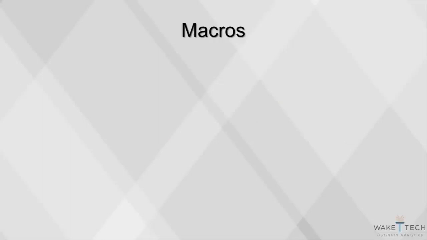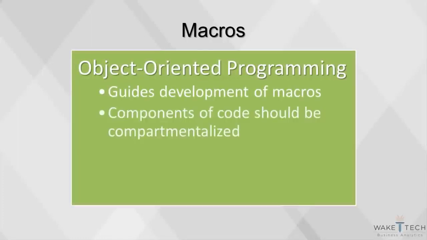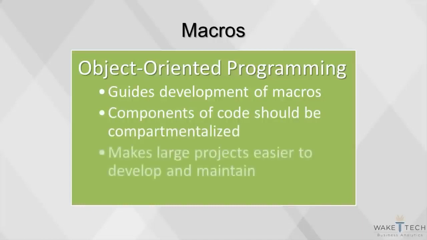Another concept that comes from computer science is the use of object-oriented programming. This principle guides the development of macros and is based on the idea that the components of code should be compartmentalized. The main benefit of this technique is that it makes large projects easier to develop and maintain.